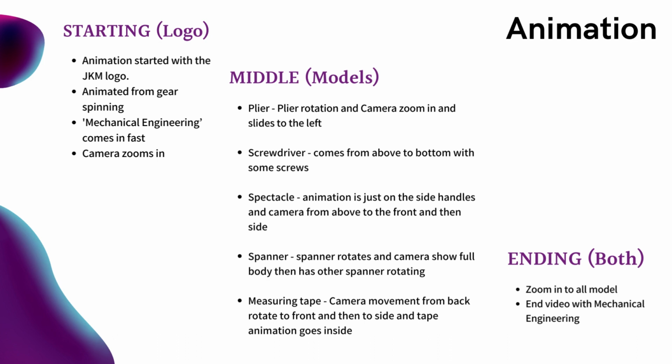The spectacles animation is just on the side handle, with the camera going from above to the front and then the side. The spanner rotates and the camera shows the full body, then another spanner rotates. For the measuring tape, the camera moves from the back, rotating to the front and then to the side, and the tape animation goes inside. And for the ending of this video, we zoom in to all the models and end the video with the Mechanical Engineering logo.